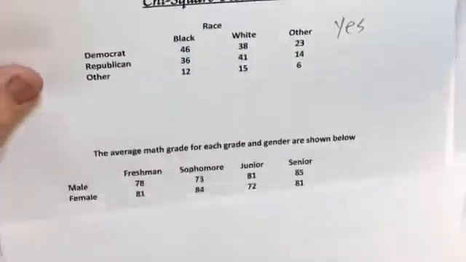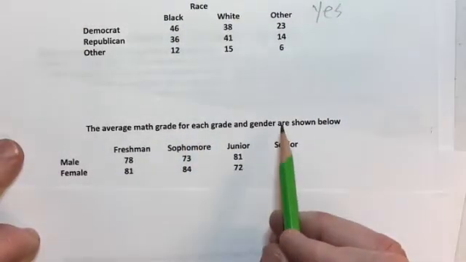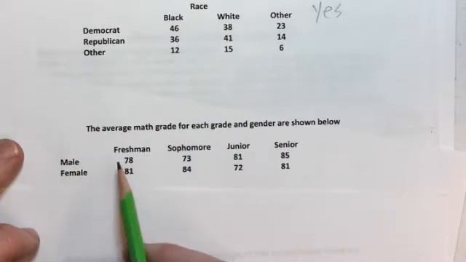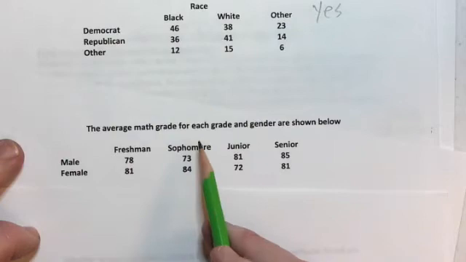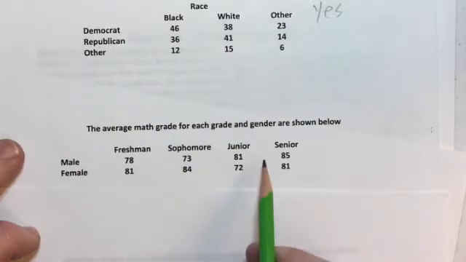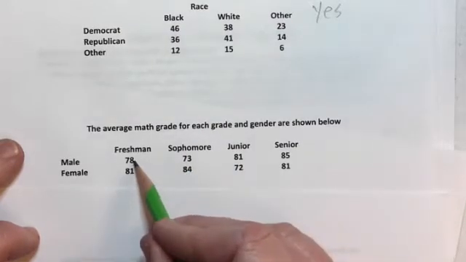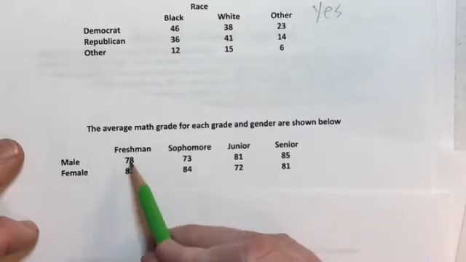All right. Let's look at this one. So this says the average math grade in each grade and gender are shown. So it's saying like the male freshmen, their average math grade is a 78. For the male sophomores, their average math grade is a 73. This is quantitative data. This number is not a count in a category. This is an average grade, 78. It's not like there's 78 male freshmen.